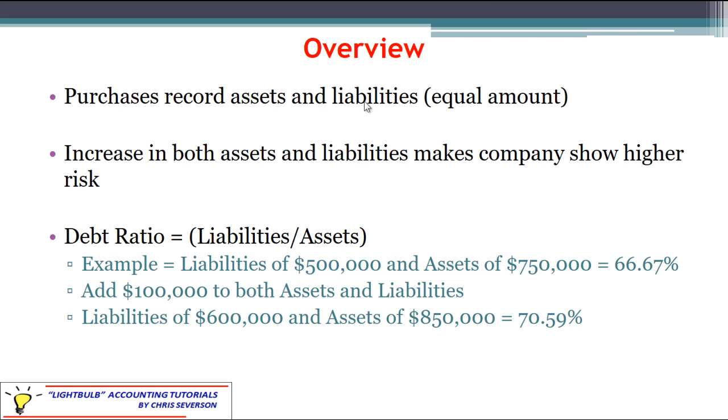So as you can see here, even though you're borrowing money and getting an asset in the same amount, your percentage of debt ratio is still going to increase. Companies don't like to see these high risk ratios, so they may try to avoid this particular transaction any way they can.